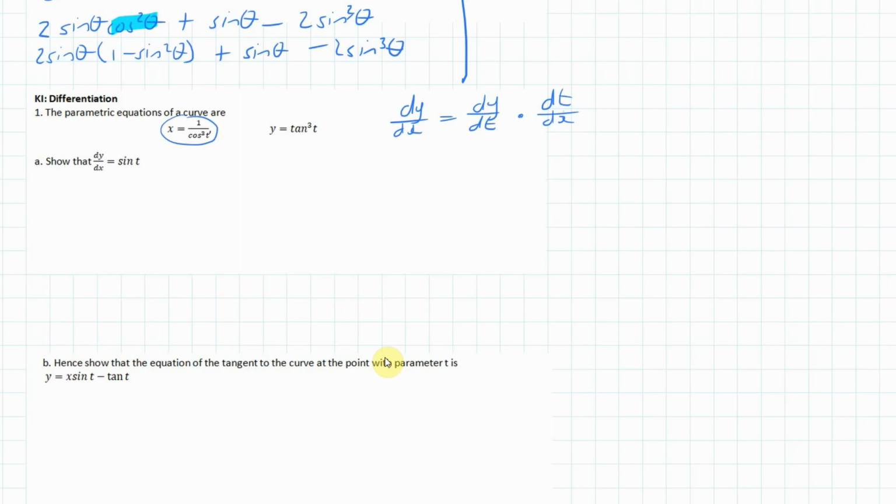Now I'm going to say that u equals cosine t, so du/dt is equal to negative sine t, and I'll say y is equal to u to the negative 3, because it's 1 over cosine cubed t. Therefore dy/du is going to be negative 3 u to the negative 4, or another way of writing that is negative 3 cosine to the negative 4 t. And therefore we can now put that all together using the chain rule.